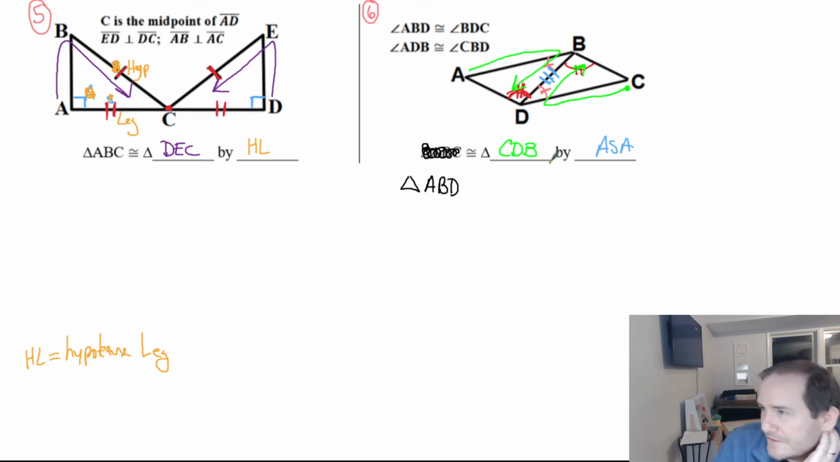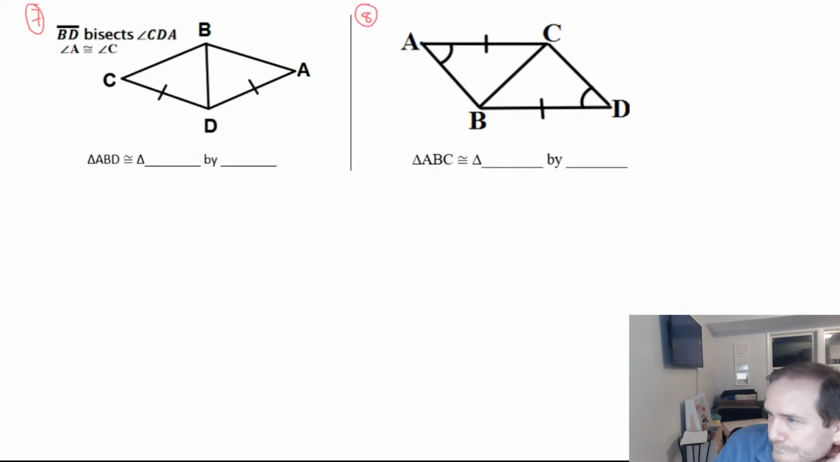But that's it. That's the end of 6. We labeled the 2 givens. We used the shared side, and then we had ASA. Okay, so for 7, something's labeled here. We've got a pair of sides that's labeled for us. But then everything else we have to use our givens.